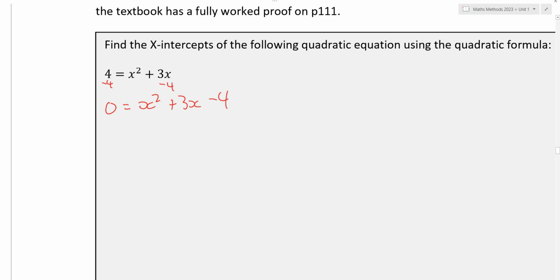So, what is my a value? 1. What is my b value? 3. And my c value? -4. Now, by the way, guys, this is a monic quadratic. Could we factorize that? If you factorized it, what do you think would be the answer?